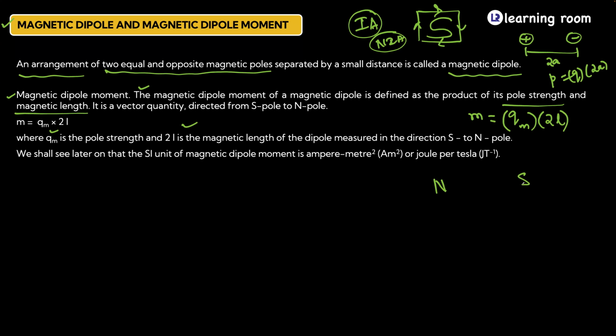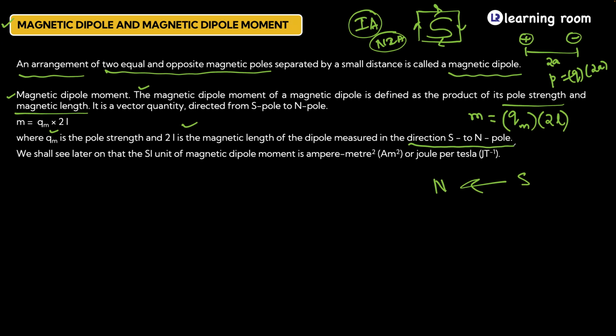If electric dipole moment is from negative to positive charge, what will be the direction of magnetic dipole? It will be from south to north. That is what is given here. Where QM is the pole strength, 2L is the magnetic length of the dipole, measured in the direction of south to north pole. So what is the direction? It is the direction of the magnetic dipole moment.